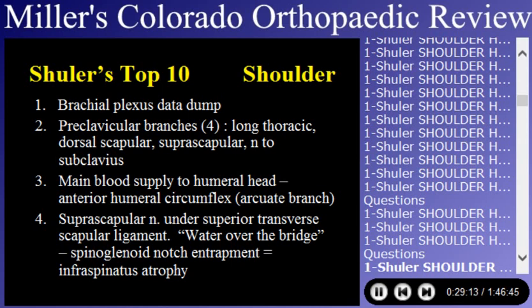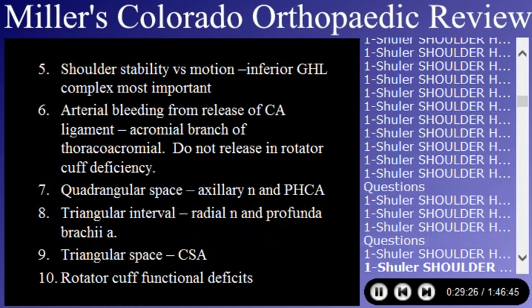Okay, there's water over the bridge. The arteries are over top of that. You can have entrapment at that site, which will result in denervation atrophy of both the infra and supraspinatus. At the spinoglenoid notch, it's just the infraspinatus. Shoulder stability versus motion. Got to know your inferior glenohumeral ligament complex is probably the most important. Arterial bleeding from a release of the CA ligament is due to the acromial branch of thoracoacromial. Do not forget the painfully massive rotator cuff tears that you're bleeding. Do not take that ligament because it's your superior restraint.